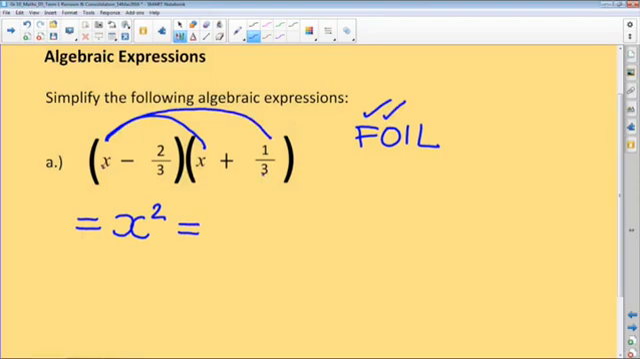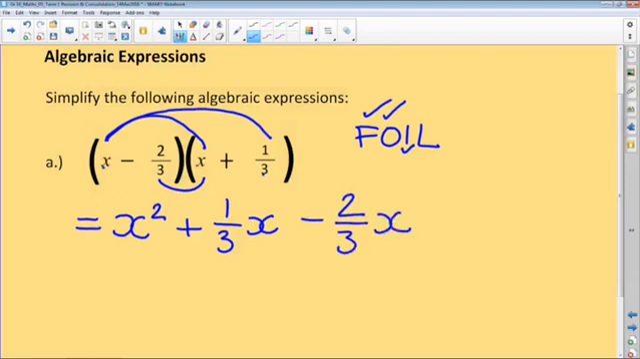When we multiply fractions, we multiply the top with the top and the bottom with the bottom. So that gives us 1 over 3 times x. Then we're going to do inside, which is negative 2 over 3 times x. And then we're going to do last.